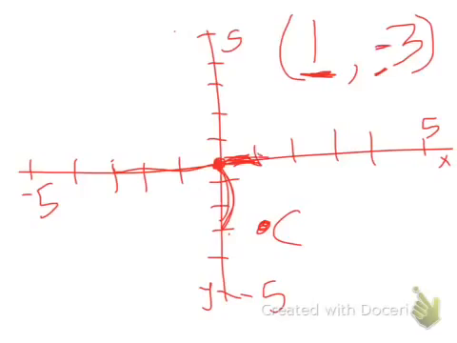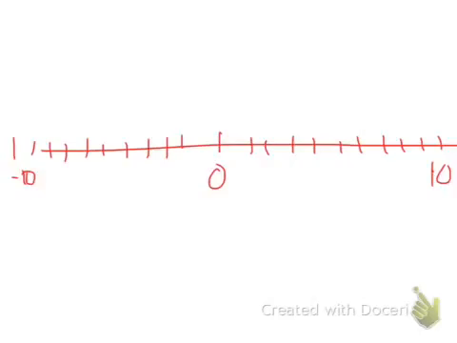So we're going to go down 3. We're going to go right 1 and down 3, and that brings us to our point C. So the coordinates should have been 1, comma, negative 3. Now if you had problems with either one of those, go back and watch the video from earlier in the chapter. Okay, the next one is going to have to do with adding and subtracting positive and negative numbers.